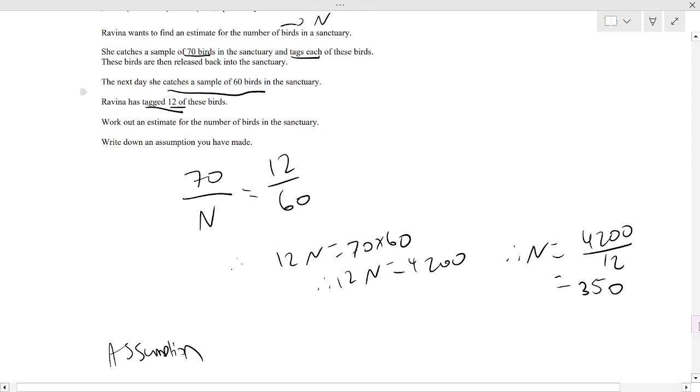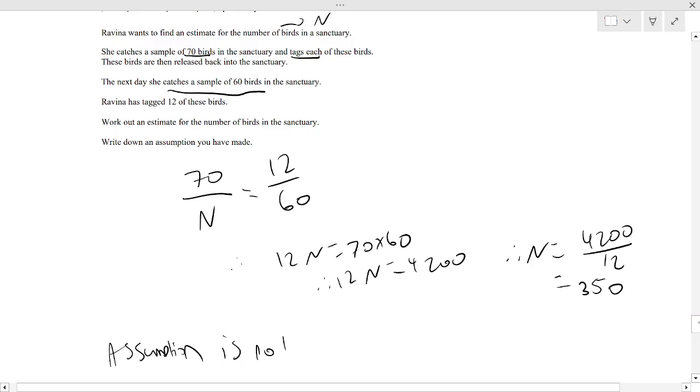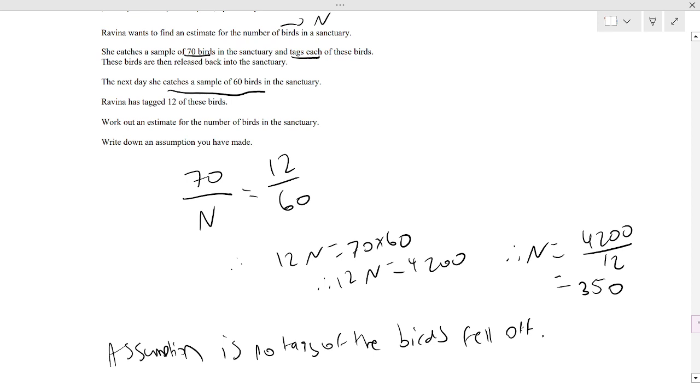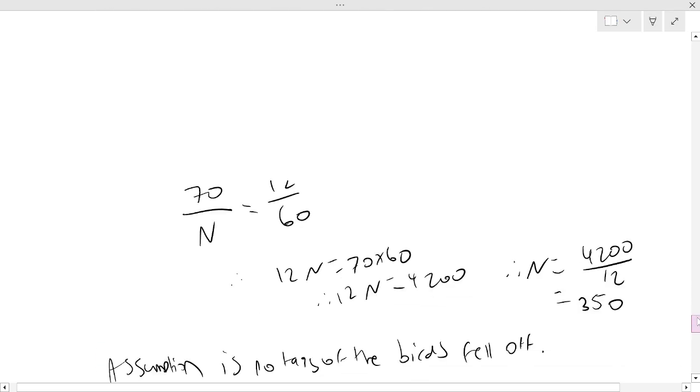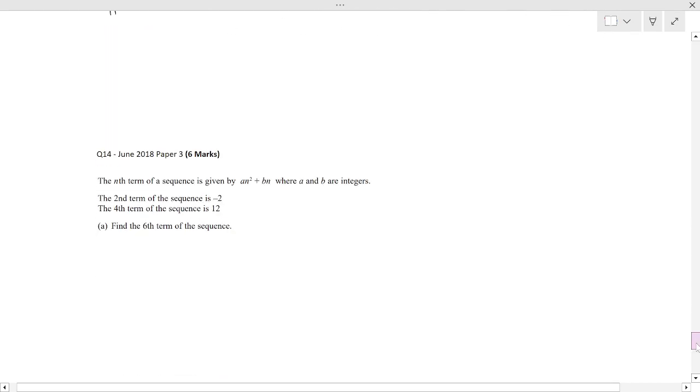It's an easy one to memorize, I guess. Another easy assumption we made is that the tags haven't fallen off. The tags haven't been removed from any of the birds. So the easy assumption is that no tags of the birds fell off, or were removed in some way. Which again allows us to assume that the number of birds that were tagged is proportional to how many there are. That's what you want to get at. They might ask you for an assumption with this sort of question with tags or capture-recapture, and you can just learn that it will always be the same. Okay, cool. Question 14 now.